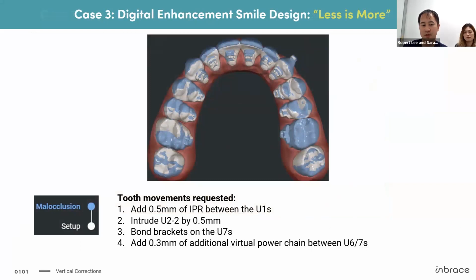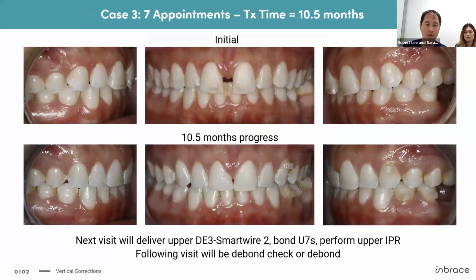So we did a final DE just so I could do some IPR on the upper ones to close the space, as well as to bond some brackets on the upper 7s to close the space between the upper 6s and 7s. Could have very easily done this with active retainers as well. I could have just done some IPR and given her a few active retainers to close both the spaces on the upper 6s and 7s and the upper ones. That would have also been a very good option. But we went ahead and did this with InBrace.